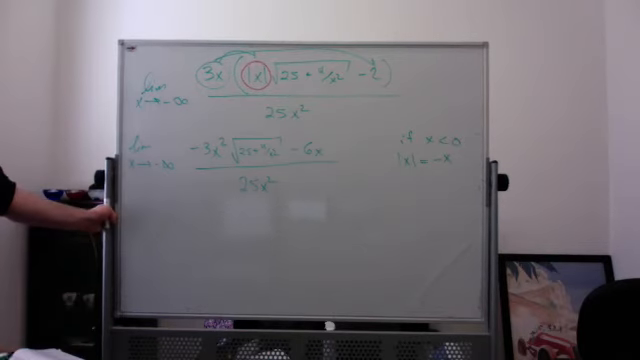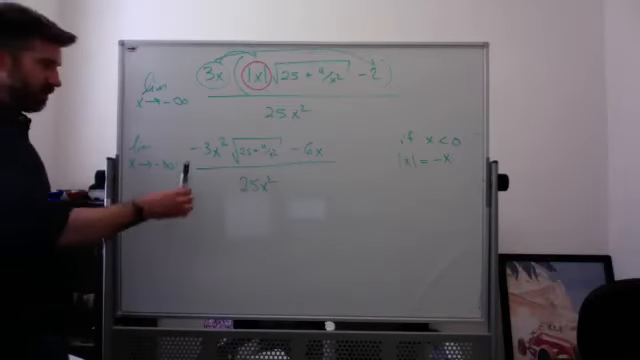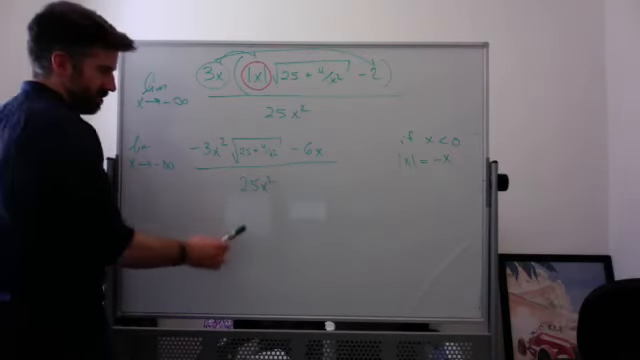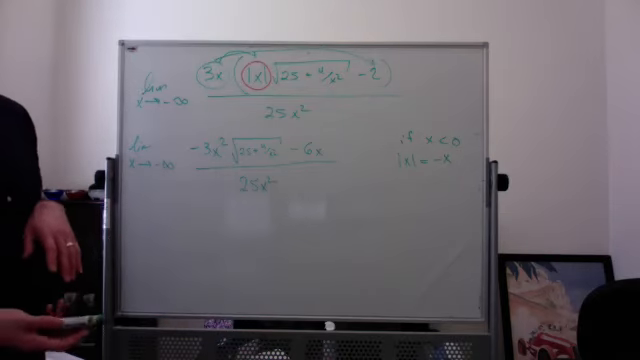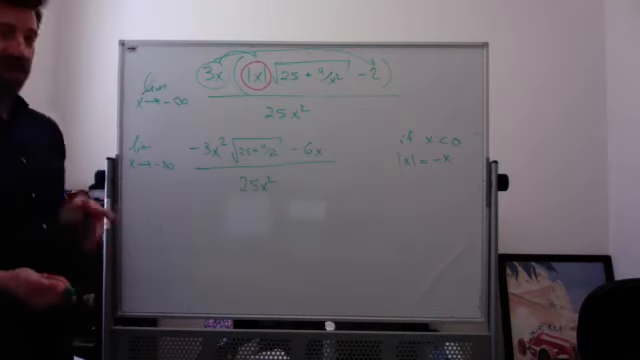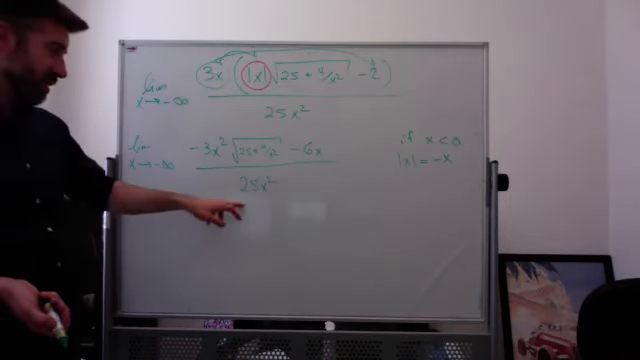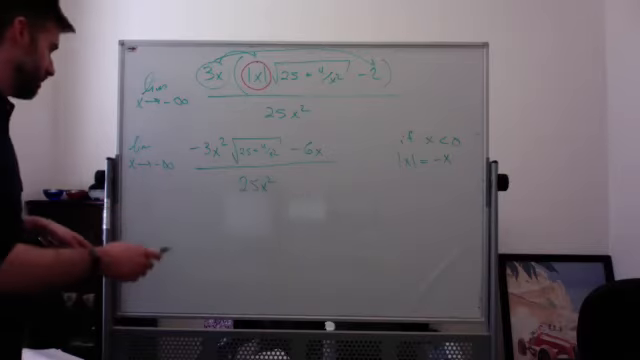At this point, I would probably just say it's negative 3/25 because I have a highest power term over a highest power term, but that's probably a little bit hand wavy. What we should really do at this point is divide everything by the highest power of x in the denominator, which is x squared. So I'm actually going to do one more step.